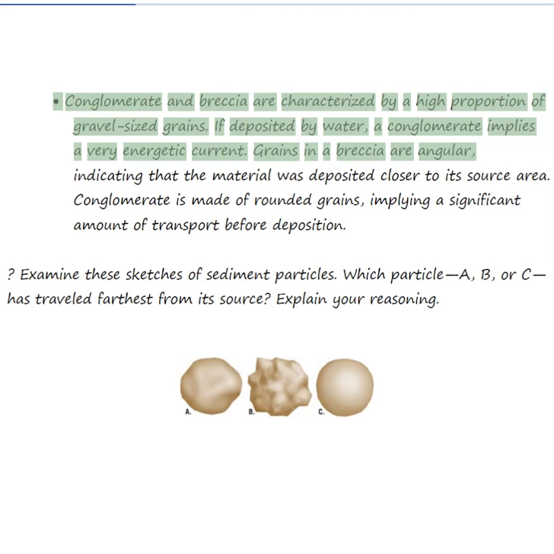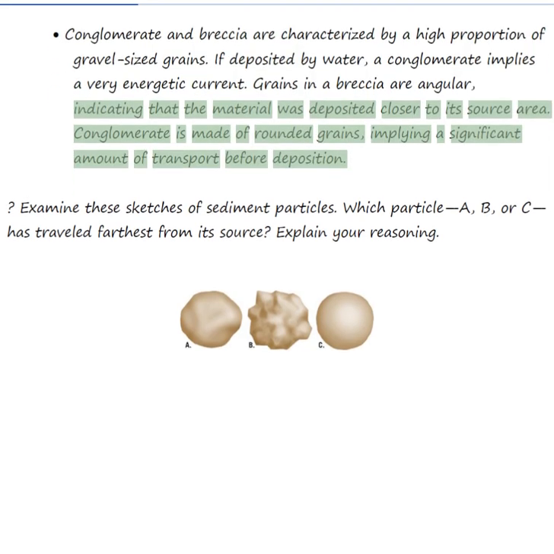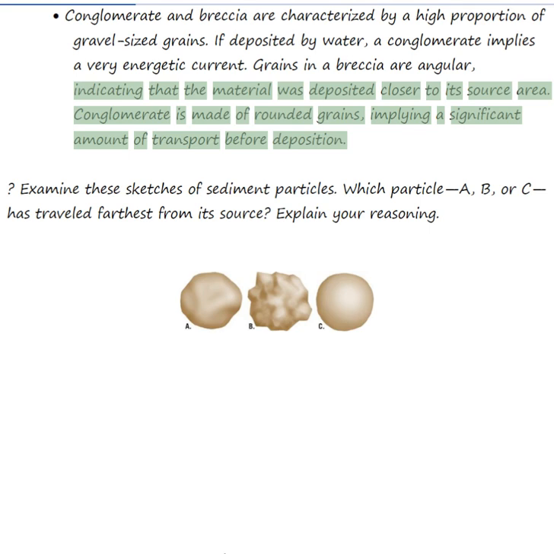Grains in a breccia are angular, indicating that the material was deposited closer to its source area. Conglomerate is made of rounded grains, implying a significant amount of transport before deposition.